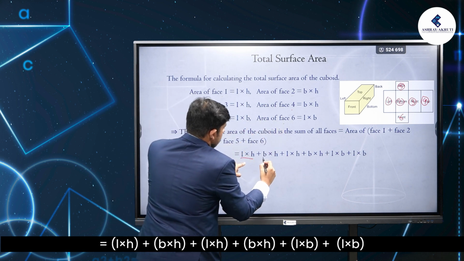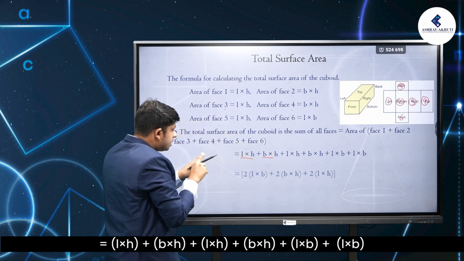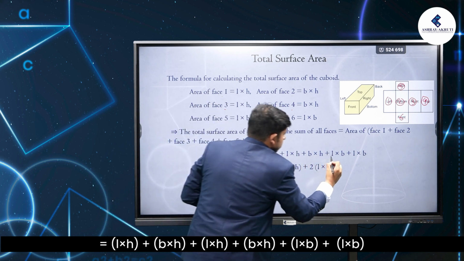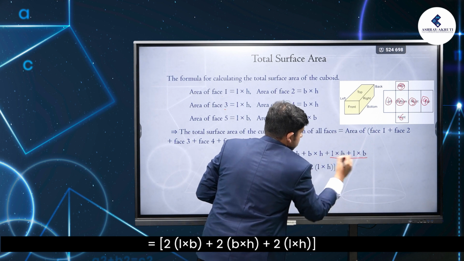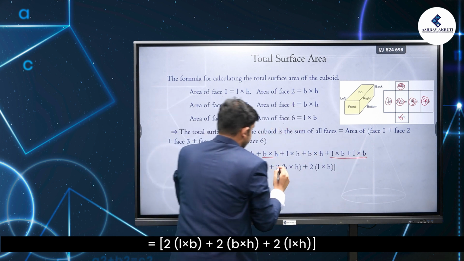That is equal to L into H plus B into H plus L into H plus B into H plus L into B plus L into B. That is equal to 2 into L into B plus 2 into B into H plus 2 into L into H.